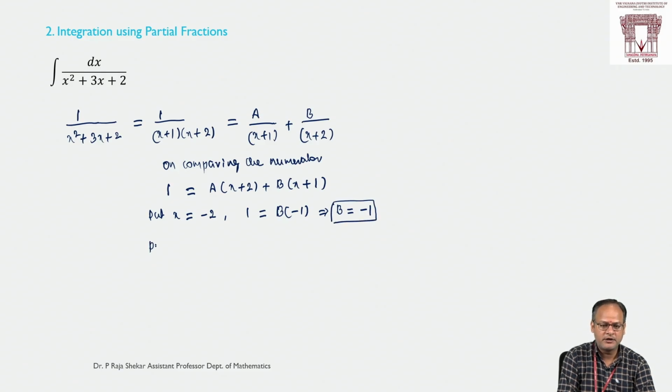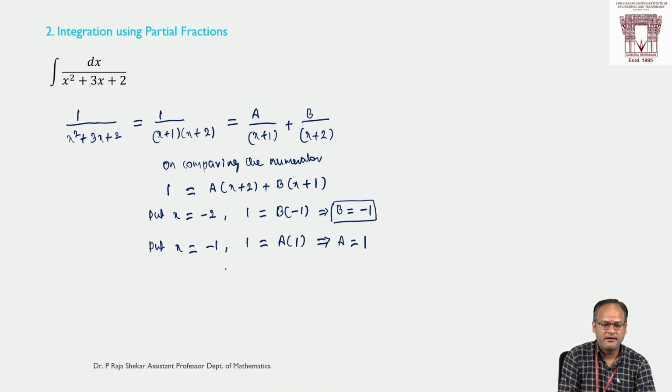Along the same lines, if we put another value for x, we can put x is equal to minus 1. So the left hand side has no change, because we have neither A nor B, it is only 1. And what about the other side? Because we have B into x plus 1, when we put x equal to minus 1, this term vanishes, 0. So we only have the A term, A into x plus 2, and when we put x equal to minus 1, x plus 2 will become plus 1. So from here we can write what is A. A is equal to 1.